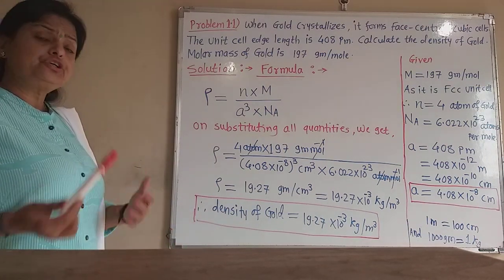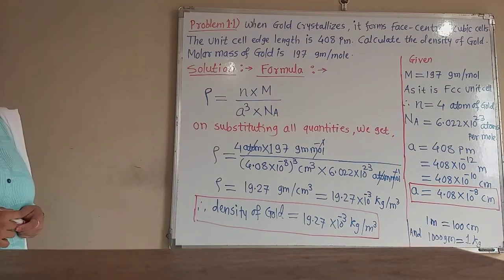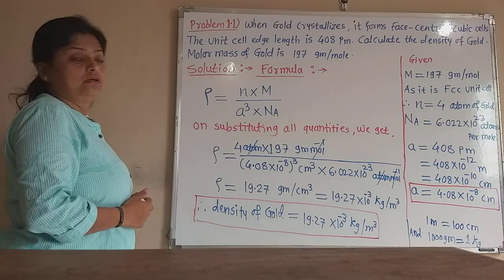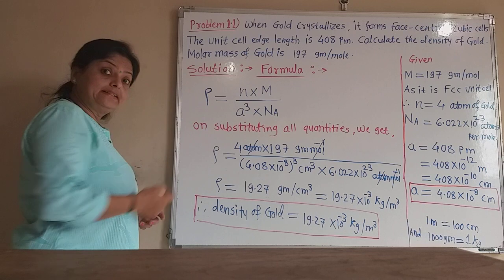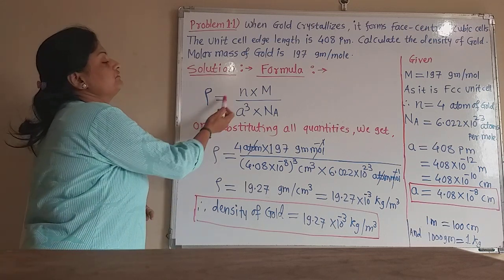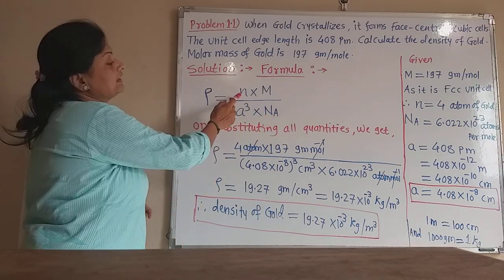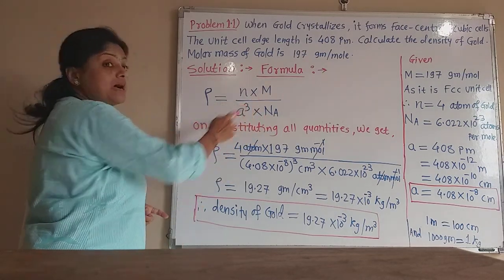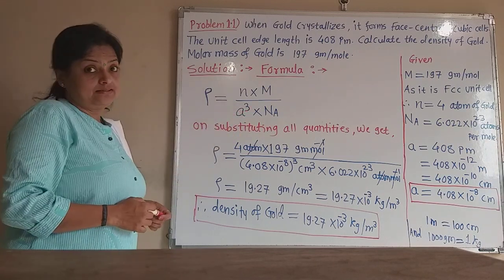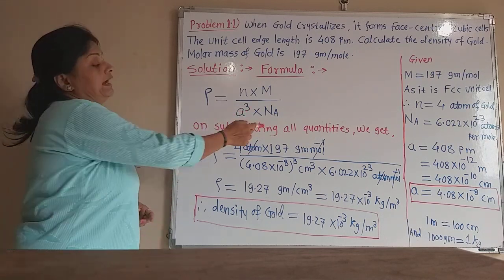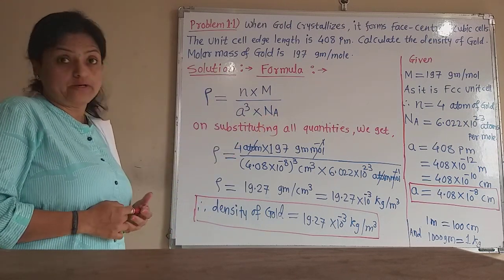Now substitute all these quantities in the formula of the unit cell. Now the formula, density of unit cell. The formula to calculate the density of the unit cell is rho equals n into m divided by a cube into Na. Here n is the number of particles, m is the molar mass of the substance, a is the edge length, its volume is there, that is cube. And Na is the number of particles in 1 mole of the substance, that is the Avogadro number.